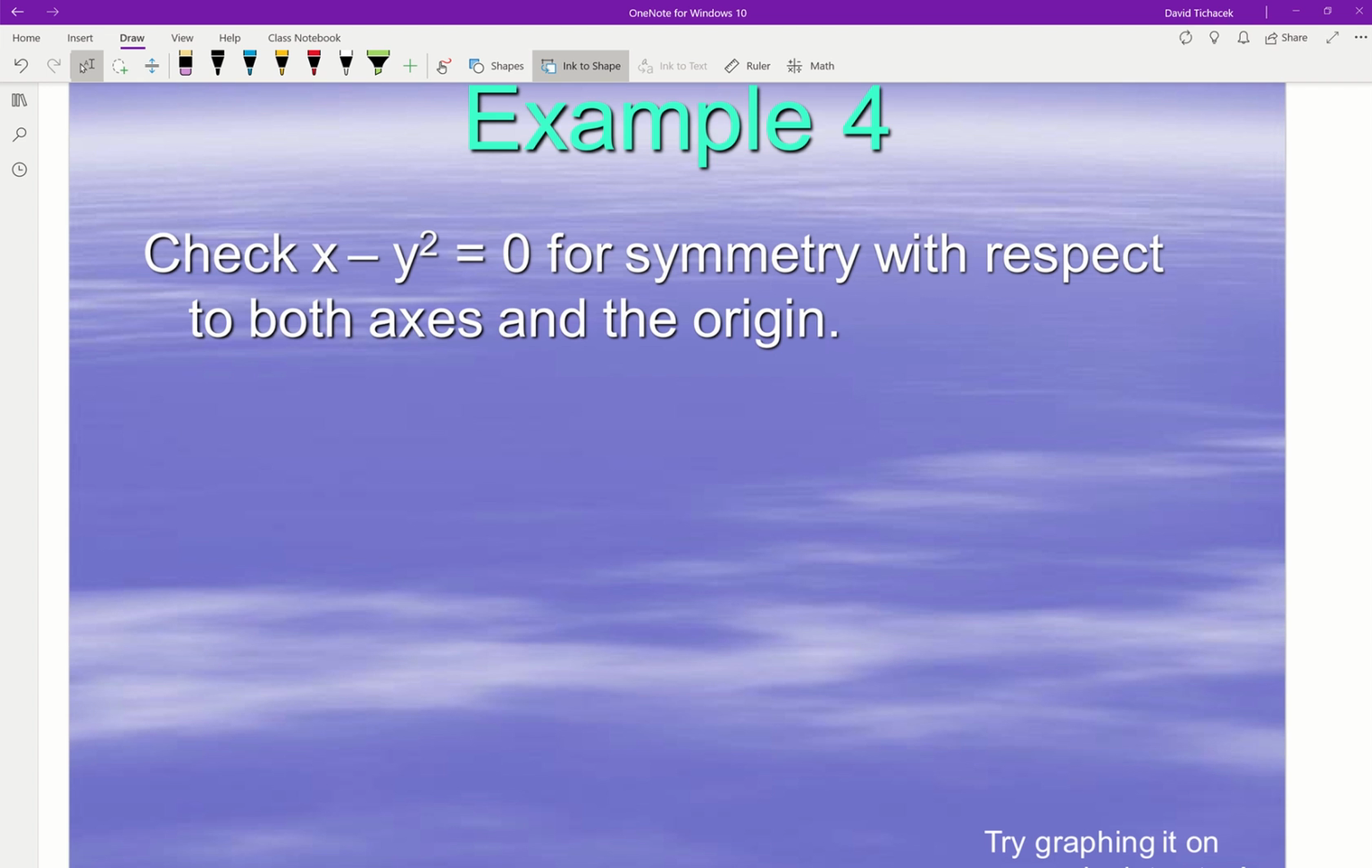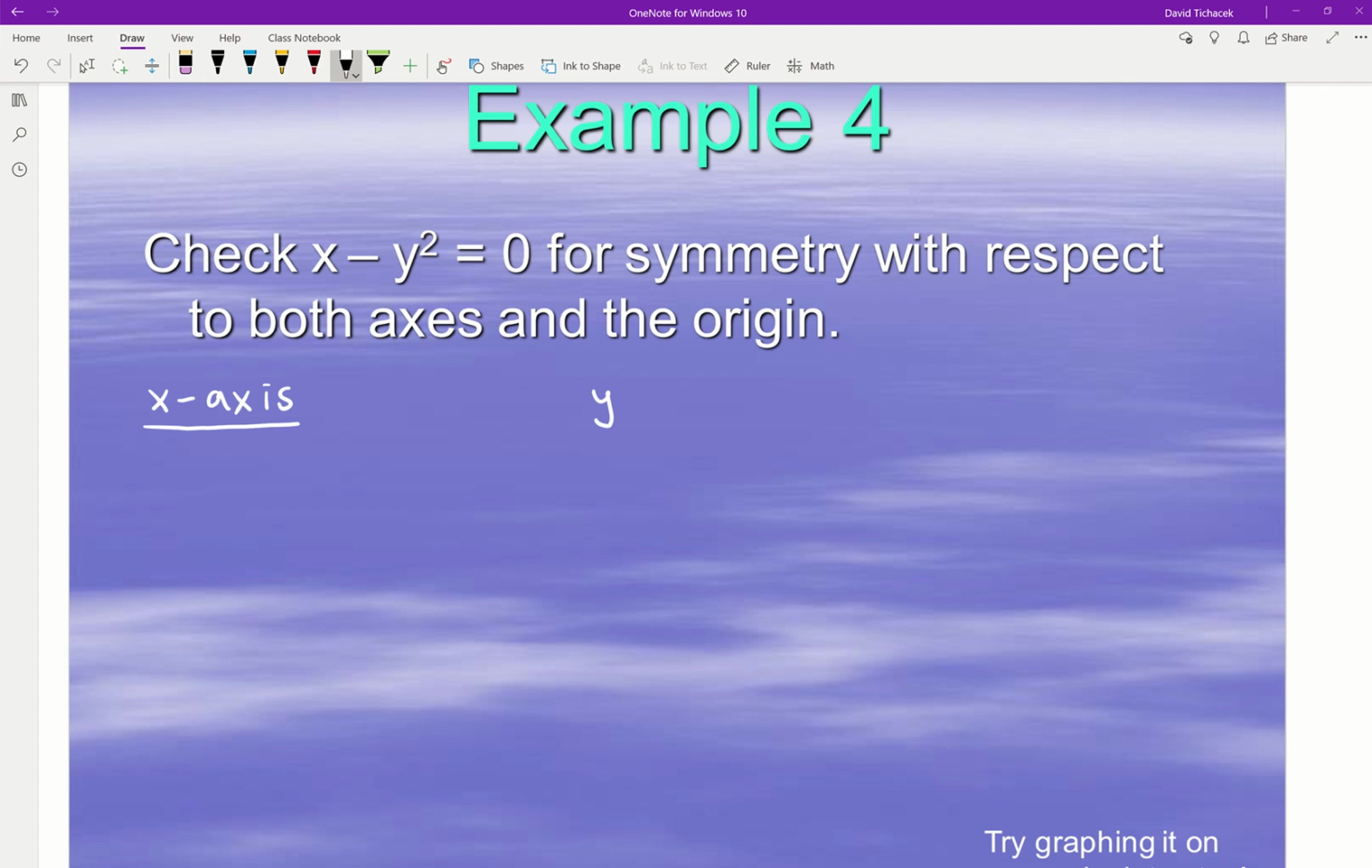So it says, check this equation, x minus y squared is equal to 0, for symmetry with respect to both axes and the origin, okay? So let's first go ahead and test to see if this has x-axis symmetry, and I have my ink to shape tool on, so that's taking all my letters and making them real weird.